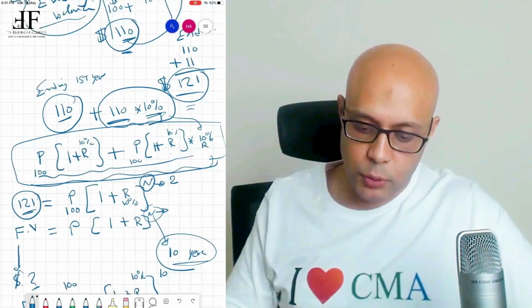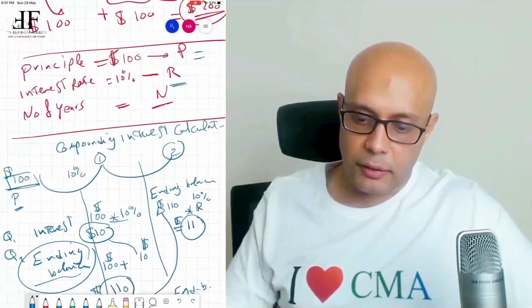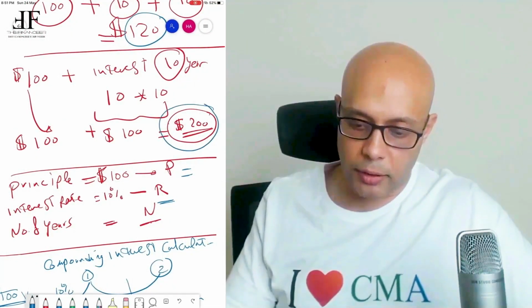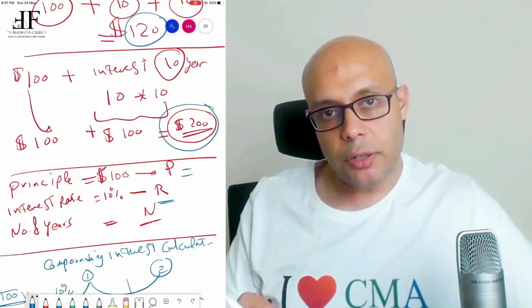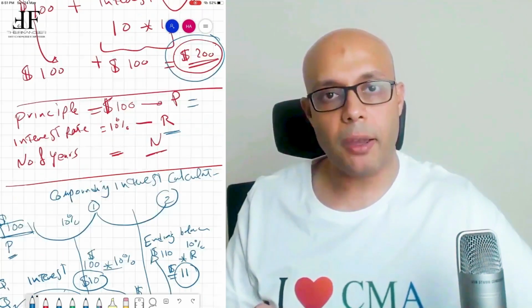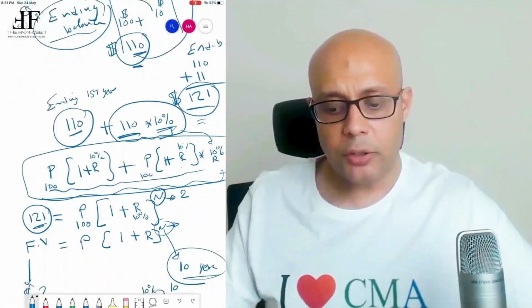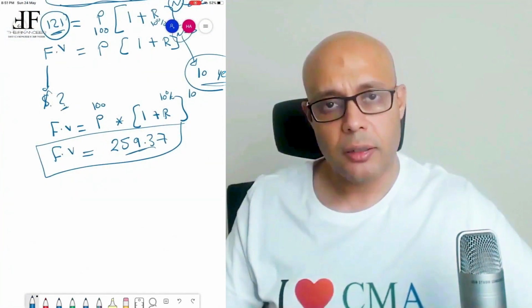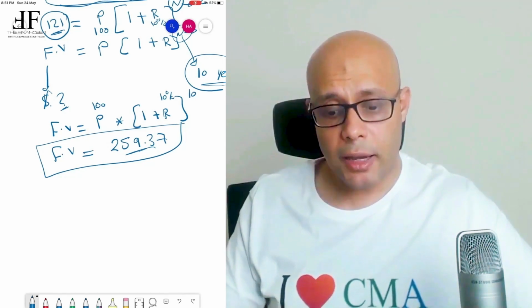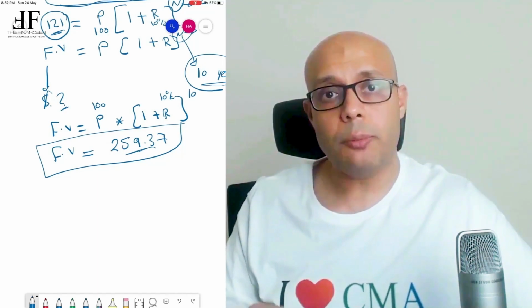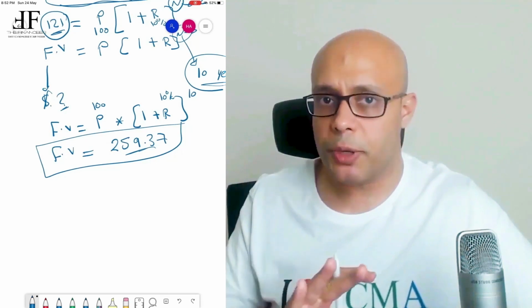Now let's compare this with the ending value after 10 years under the simple interest calculations. It is 200. Look at the difference. After 10 years under simple interest, you are going to receive $200 from the bank. But under compound interest, you are going to receive 259 from your bank after 10 years. The difference is big, and if you are talking about hundreds of thousands of dollars or millions, the difference will be huge.